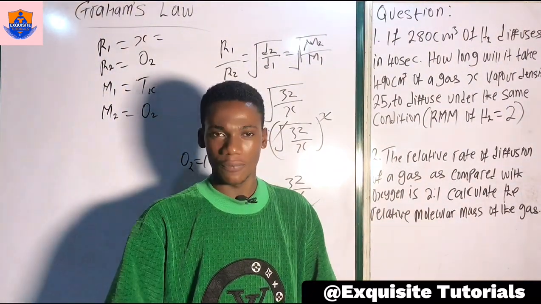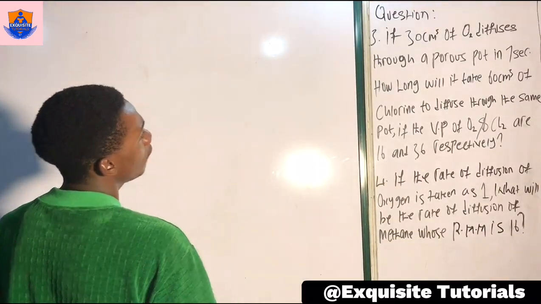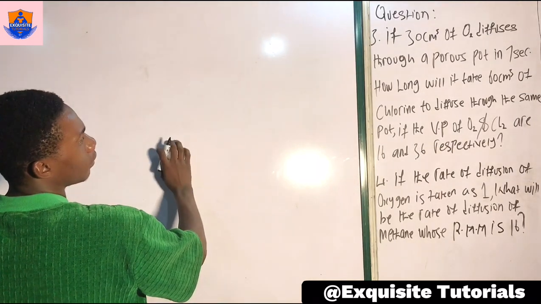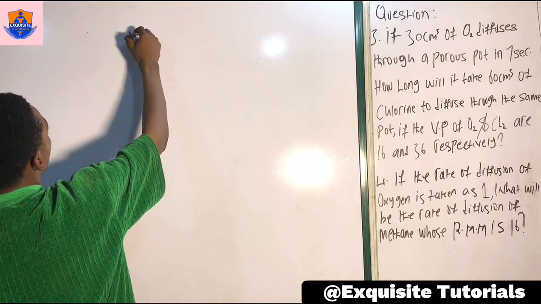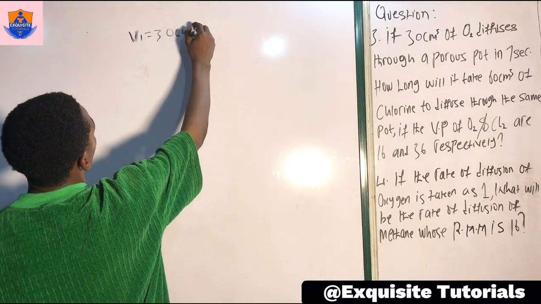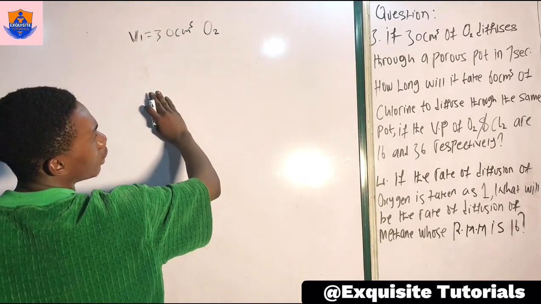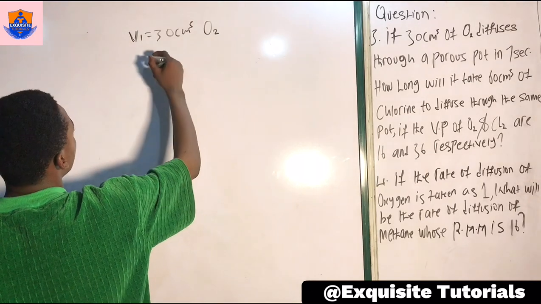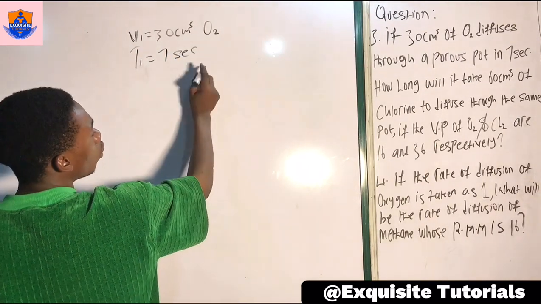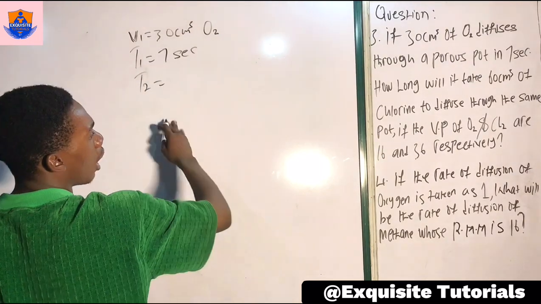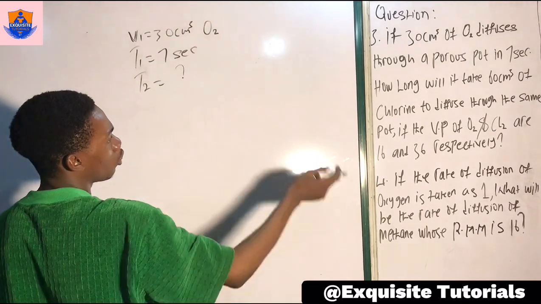Okay, we're going to see a few other calculations on Graham's law. Question 3: if 30 cm cube of oxygen, so V1 is equal to 30 cm cube, diffuses through a cross port in 7 seconds, so T1 is equal to 7 seconds. How long will it take? So T2 is unknown, which is the time. When you say how long, it means the time taken.